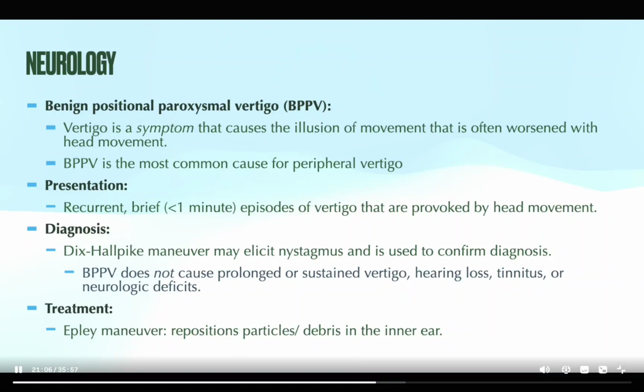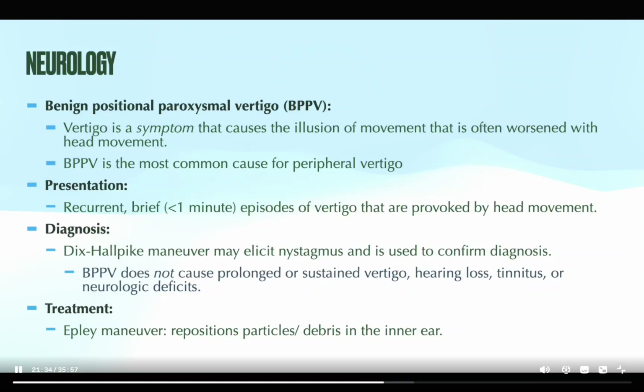recurrent episodes of vertigo that last 1 minute or less. Episodes are provoked by specific types of head movements, so looking up while standing or sitting, lying down or getting up from bed, rolling over in bed. All of these movements have been associated with causing these recurrent episodes to occur. The vertigo can also be associated with nausea and vomiting, but it's not sustained.